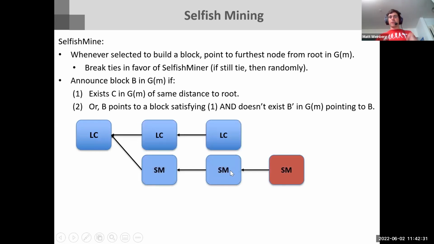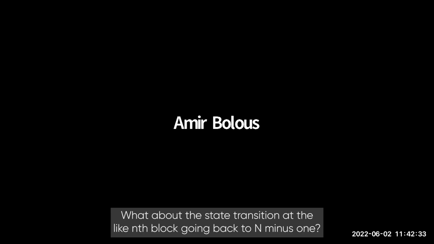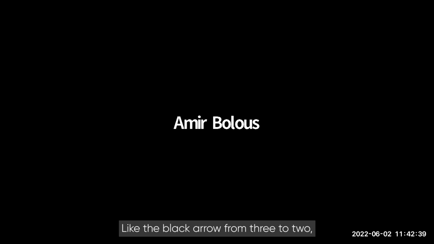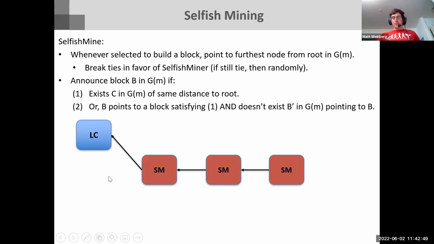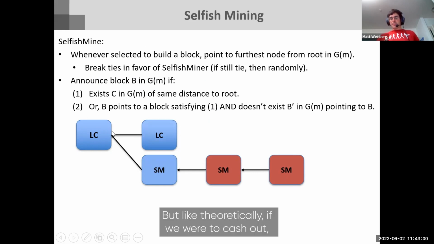This part about why I go from cool. But what about the state transition at the nth block going back to n-1? Like the black arrow from 3 to 2, where does that correspond in the diagram we went over? Yes. So that is here. Currently we're in state 3. So we have a lead of 3, and now the next block is going to be created, and it's not ours. So that triggers this, and now we only have a lead of 2. But theoretically, if we were to cash out or broadcast the lead, we'd still end up with 3, right? So why does the state go back to 2?